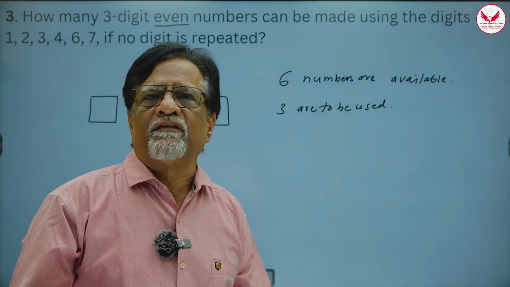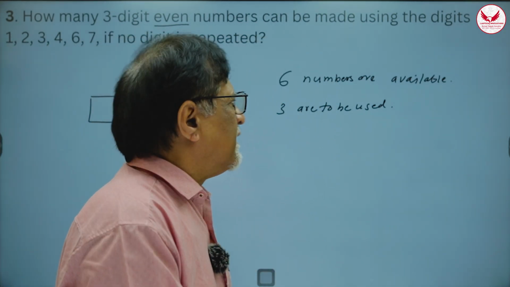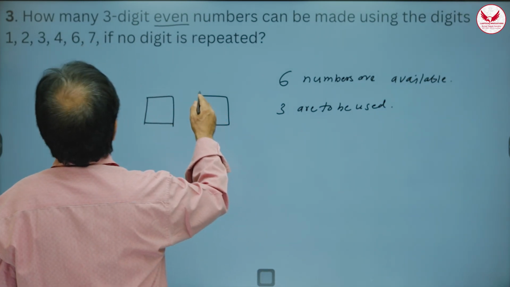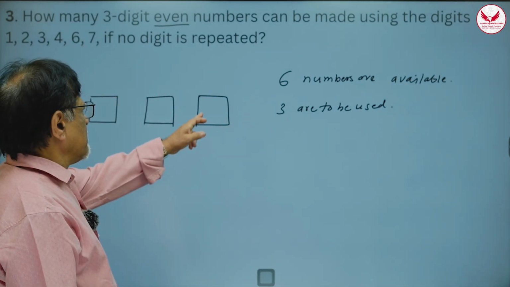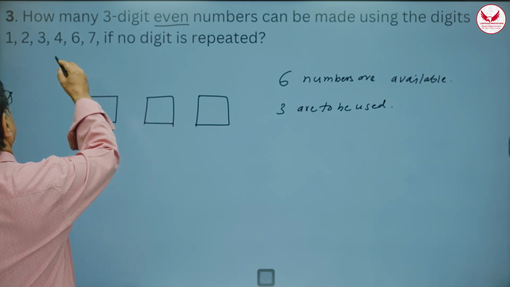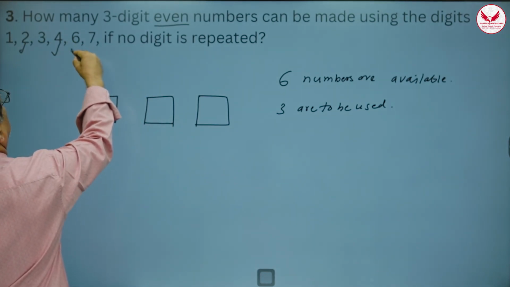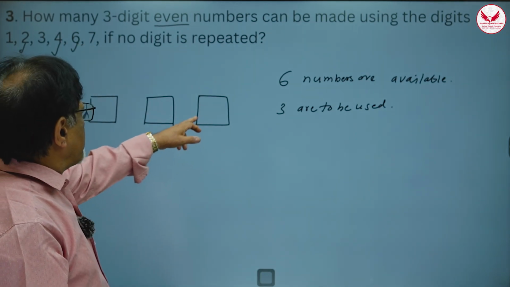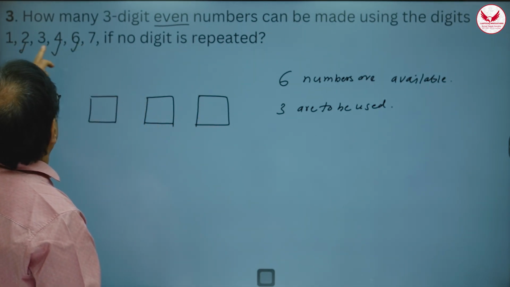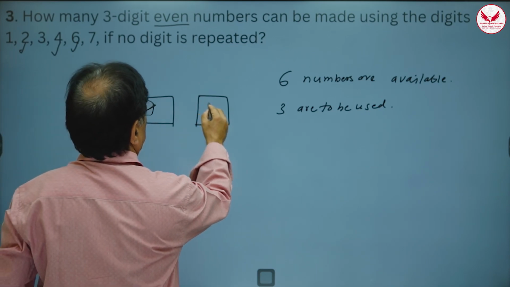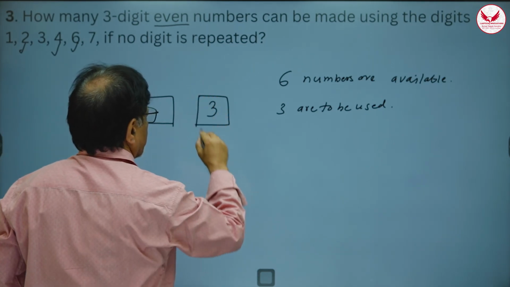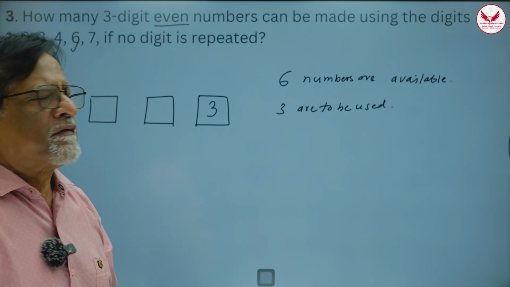Now, it's common knowledge that if the number is even, then the last digit has to be a multiple of 2. How many multiples of 2 are present here? One is 2, another is 4 and another is 6. So the last place can be filled by any one of these 3 digits. So this job can be done in 3 ways, right?